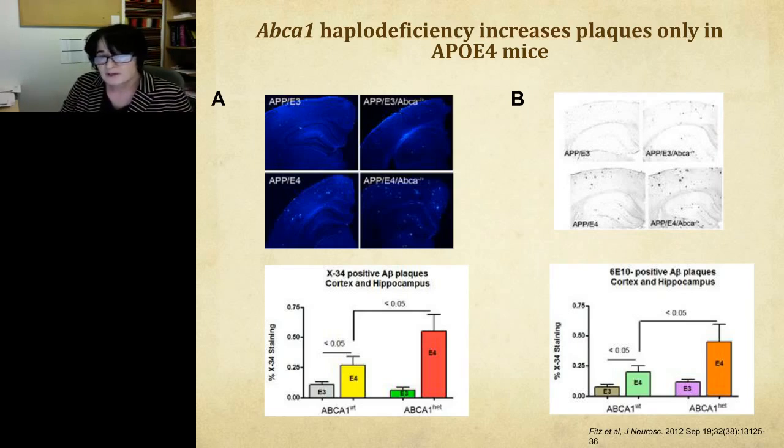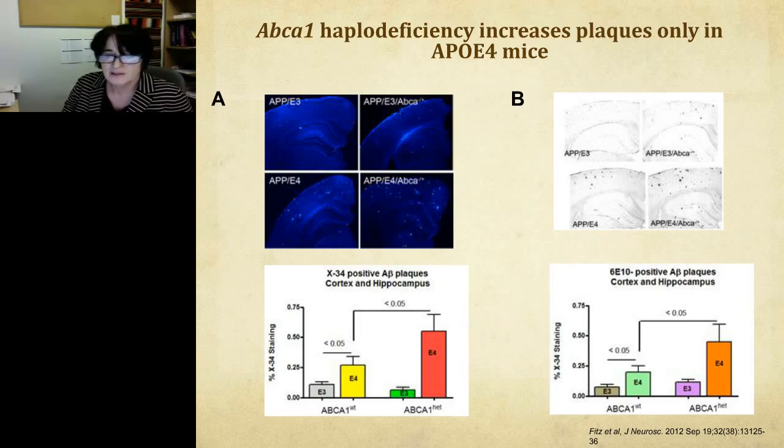The other figure, B, shows amyloid plaques as well. However, here they were stained with X34 stain that visualizes the compact amyloid, and here with an anti-amyloid antibody that also stains and visualizes diffuse plaques. So the measurement of A-beta positive plaques also confirms the previous finding that the deletion of one copy of ABCA1 significantly increases amyloid plaques in E4 mice, but not in E3 mice.